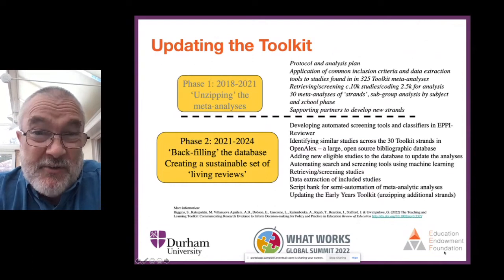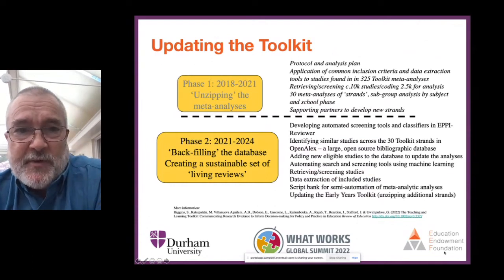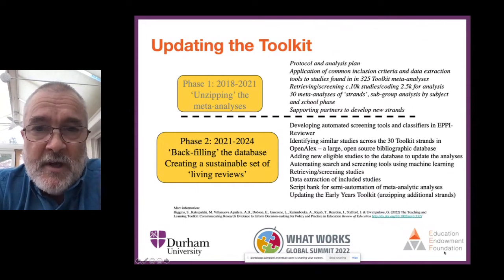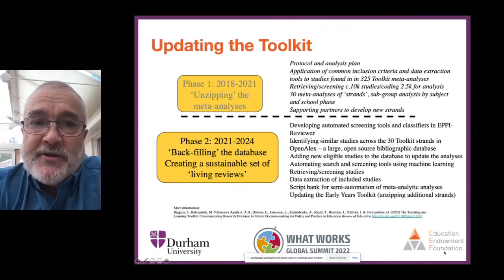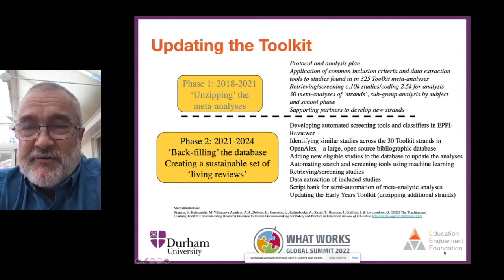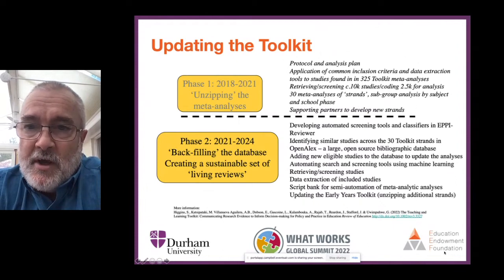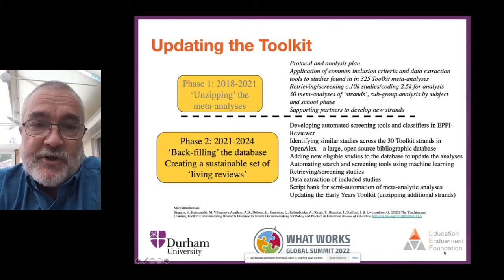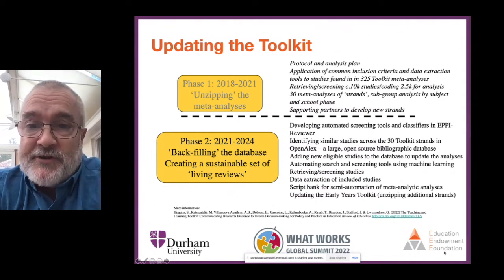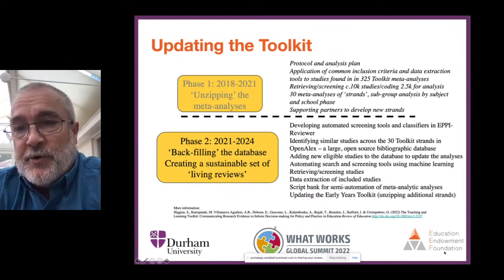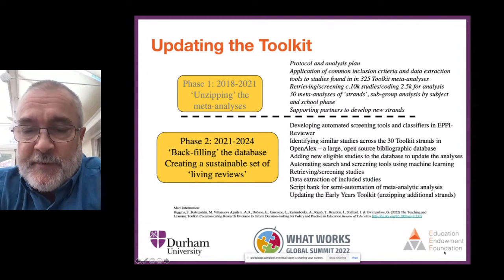This project has been undertaken in two different phases. The first phase, which was completed about a year ago, we took apart the underpinning meta-analyses. So that was about 320 different meta-analyses. We tracked down the original studies, at least as many of the original studies as we could, and then applied consistent inclusion and exclusion criteria to those, and then applied a series of data extraction tools, code sets, to those, so we could have as much consistent data across those different strands as we could. And we also worked to support partners in developing new strands, and Patrick's going to talk about that a little bit later.